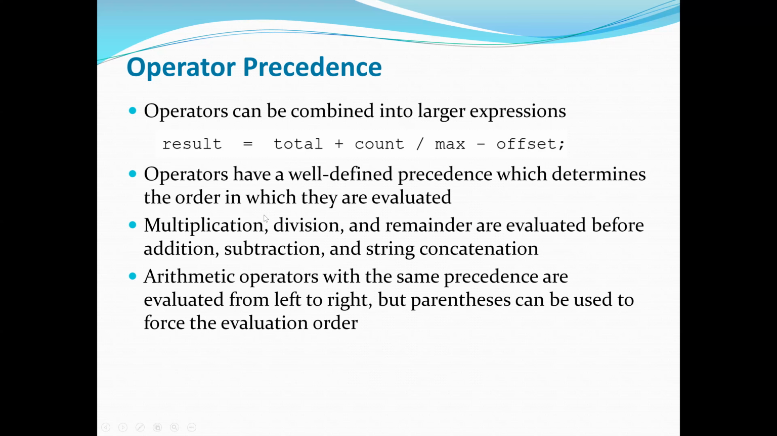Multiplication, division, and remainder are evaluated before addition, subtraction, and string concatenation. Also, arithmetic operators with the same precedence, for example multiplication and division, are evaluated from left to right. So if, for example, we have total divided by count, multiplied by mass, division will execute first from the left, then multiplication, because both of them are in the same order of precedence. So they will execute from left to right.